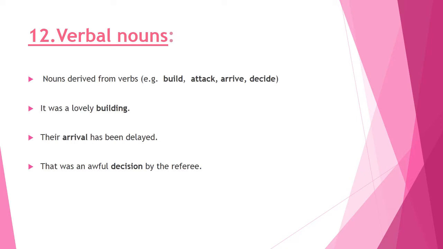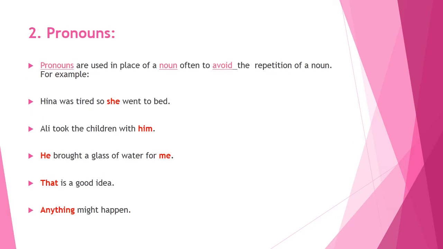And if we see the word attack, it is used at the same time as a verb as well as a noun. Their attack was very severe. Here attack is used as a noun. He attacked him. Here it is used as a verb. So we have discussed all the types of noun.